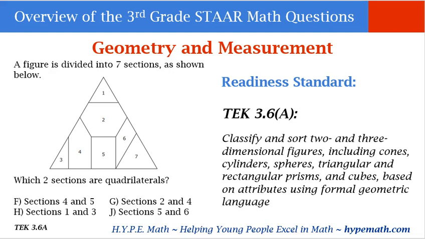TEAC 3.6B says, classify and sort 2- and 3-dimensional figures, including cones, cylinders, spheres, triangular and rectangular prisms, and cubes based on attributes using formal geometric language. So in our problem, a figure is divided into 7 sections as shown below. Which sections are quadrilaterals? So again, your 3rd grader had to look at this problem and answer the correct question.